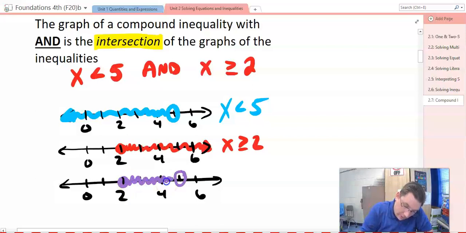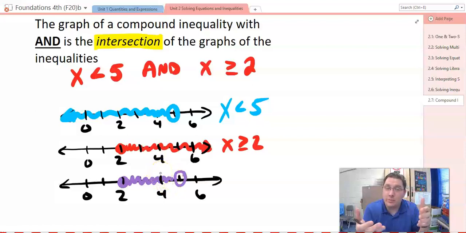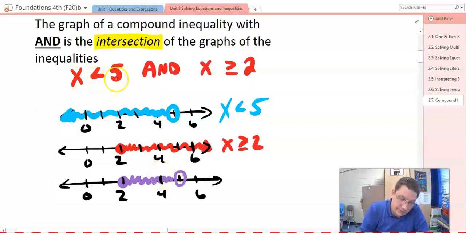Red and blue make purple. And so the purple is this little region right here. Now, what are the solutions of this? Well, it's any value that could work for both, right? So if I pick 3, 3 is less than 5, that works. And 3 is greater than or equal to 2, so it works for both, right?